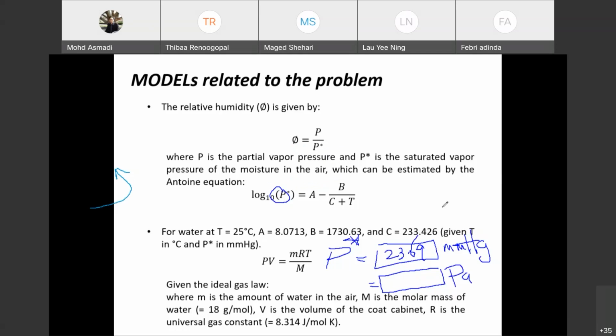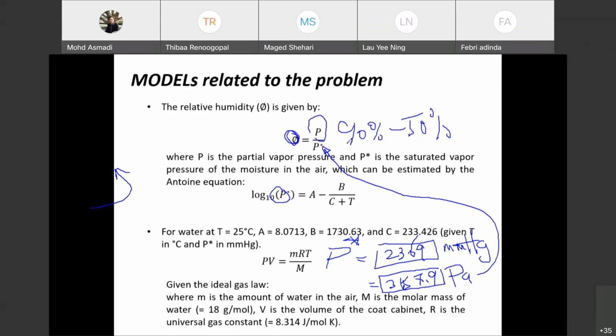315. That's correct. Okay, let's substitute into this equation. The relative humidity is given from 90% to 50%. By using these equations, could you calculate the pressure for 90% and 50%?